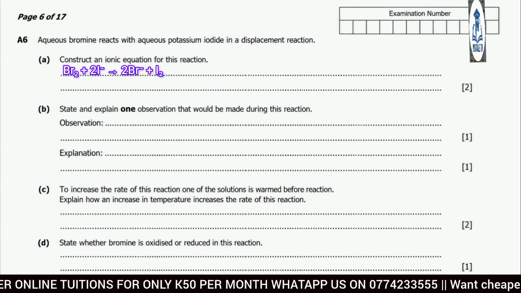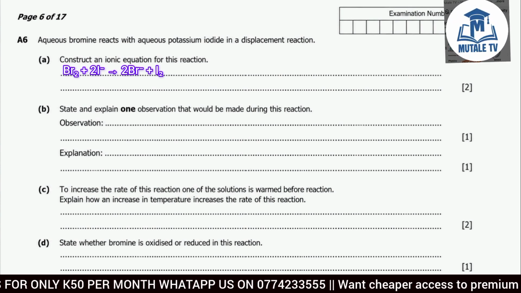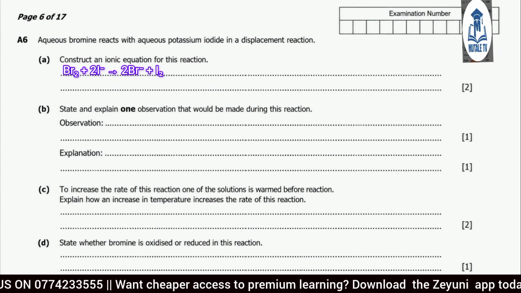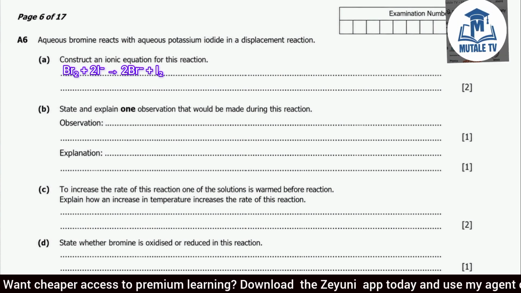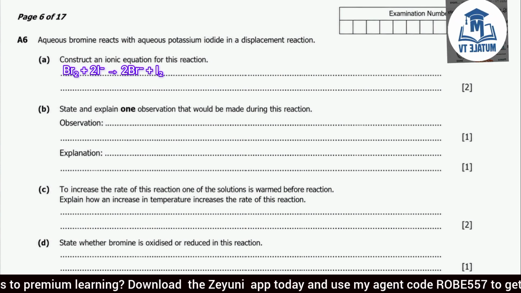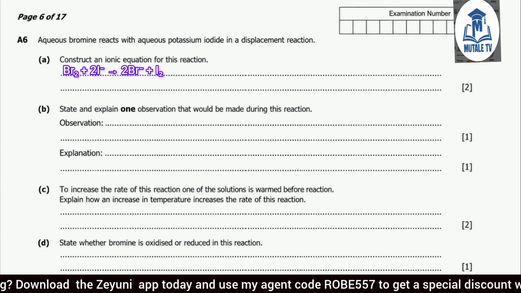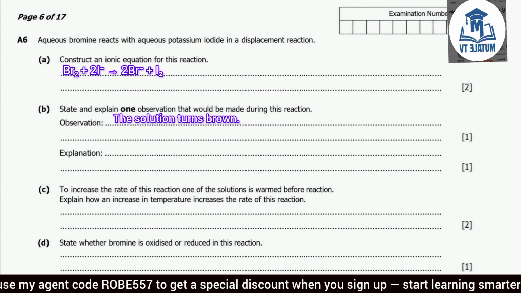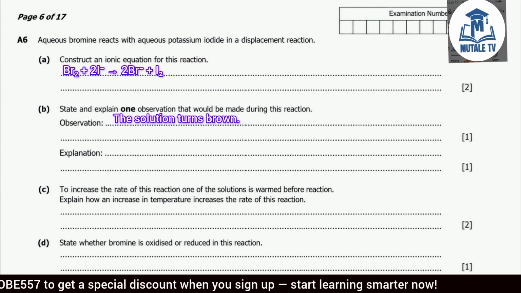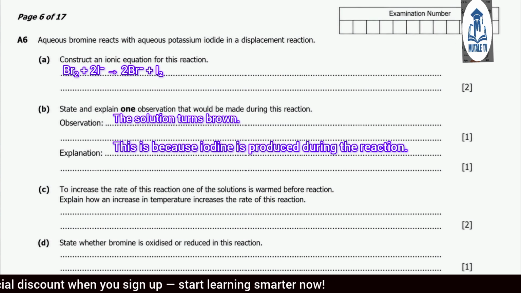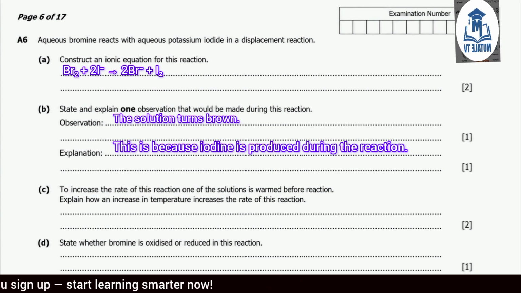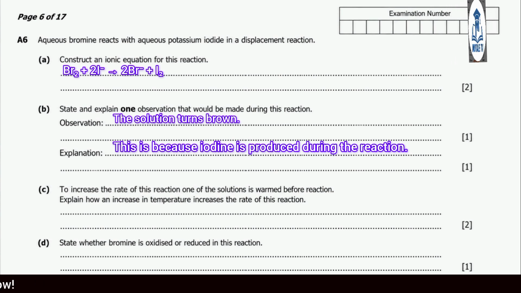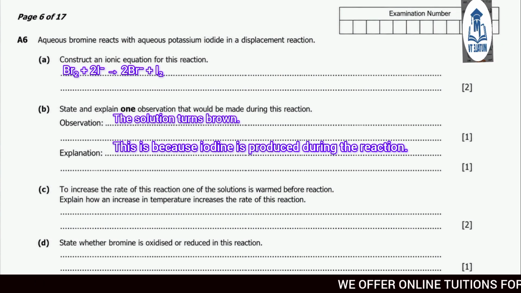Now that we have written the equation correctly, let us move to part B, where we look at what we would actually observe during the reaction. Part B reads, state and explain one observation that would be made during this reaction. Observation. The solution turns brown. Why does this happen? This is because iodine is produced during the reaction. Iodine in solution has a brown color. So as iodine forms, the solution changes to brown.